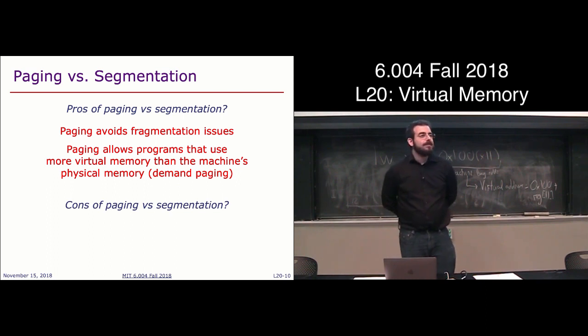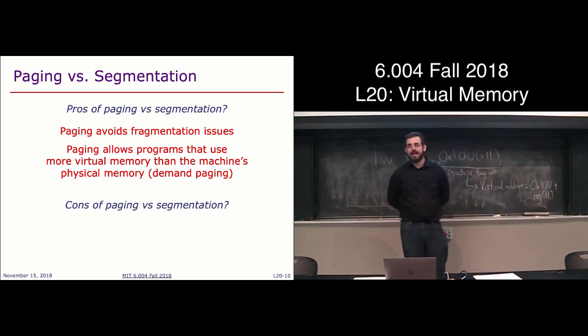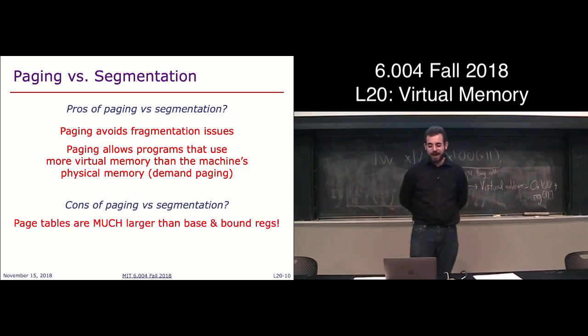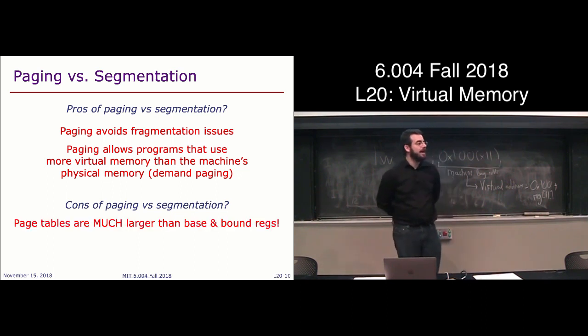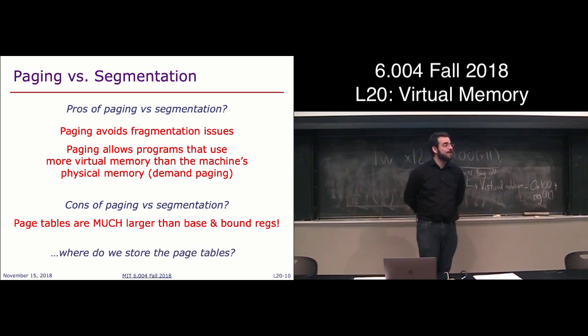Okay, so of course this comes with a very large caveat. We've gone from using two registers, a base and a bound register, to using a page table. And these page tables are big. They're much larger than the base and bound registers. Which brings us to the obvious question: where do we store these page tables?